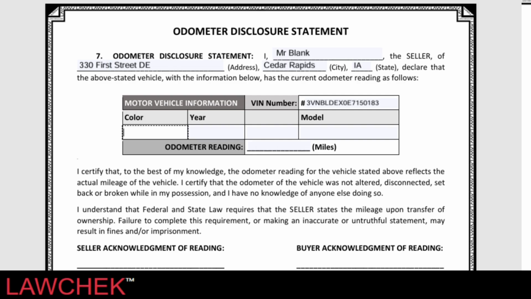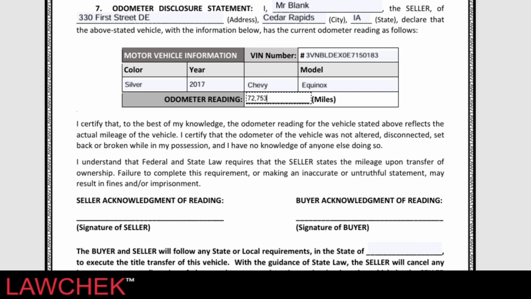We're going to put the color, silver. It's the year 2017, and we're going to put an odometer reading of about 72,000 miles, 72,753. Use the odometer reading that you have on the vehicle at the time of this transaction. You can handwrite that in, it doesn't necessarily have to be typed.